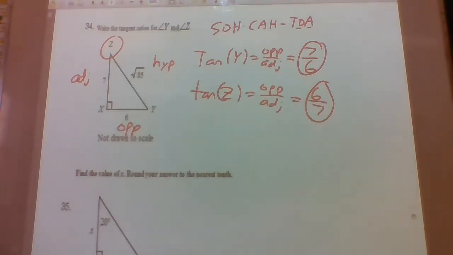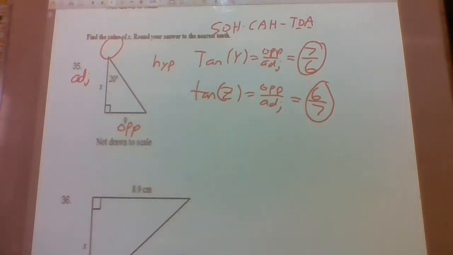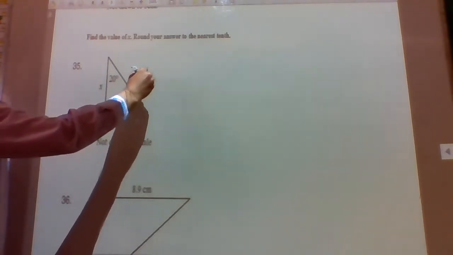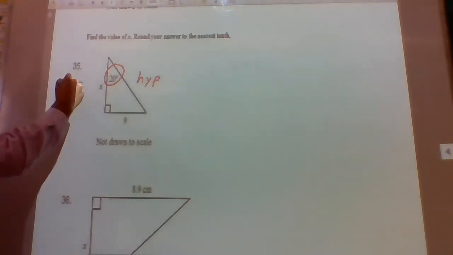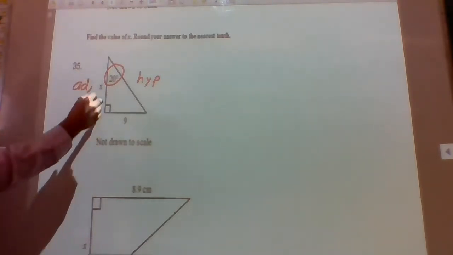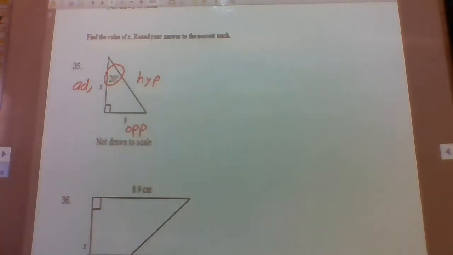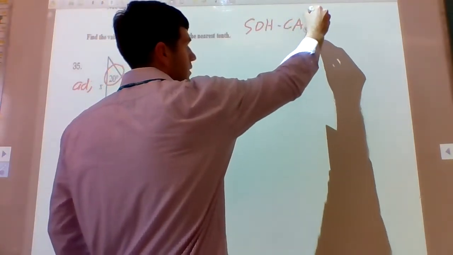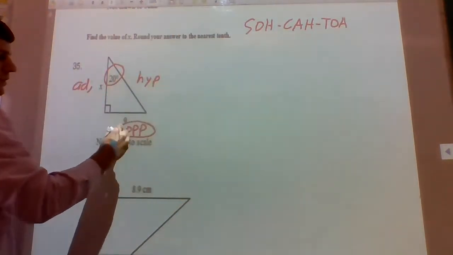And number 35, we want to find the value of x, rounding to the nearest tenths place, for both 35 and 36. First thing, we want to label our hypotenuse. Second step is to circle our angle. X is next to the angle, so that's adjacent. Nine is across from the angle, so that is opposite. We are looking at opposite and adjacent.